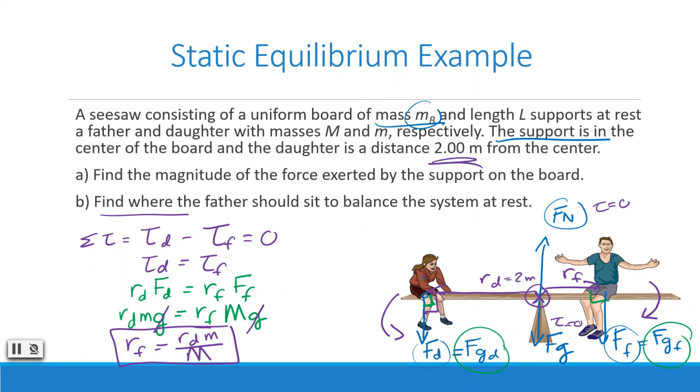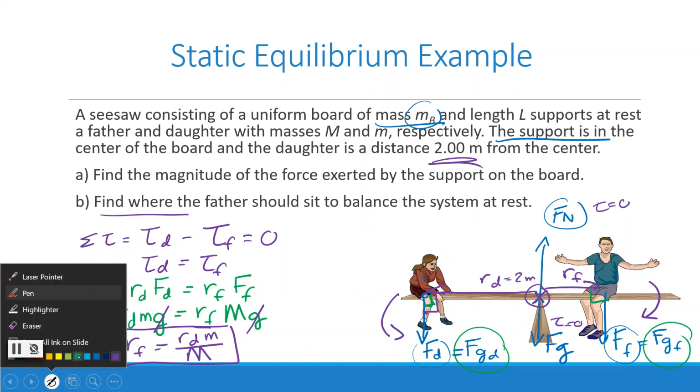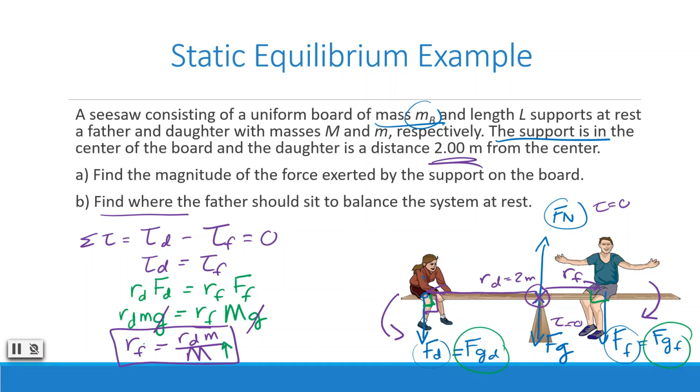Okay, it's at a distance of 2 meters, but I actually don't know the mass of the daughter and the mass of the father. But what I do know is that the larger the mass of the father, the smaller the distance needs to be. So basically, as his mass gets larger and larger, big beer belly here, then he's going to have to sit closer and closer in order to balance her torque. So that's an example of static equilibrium.